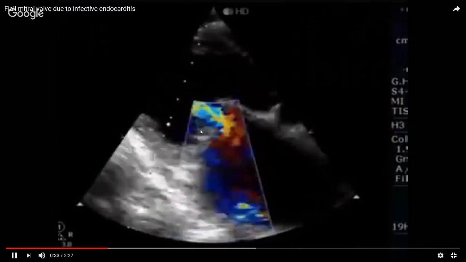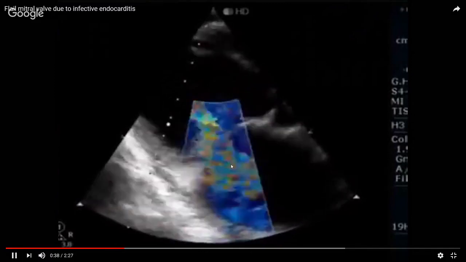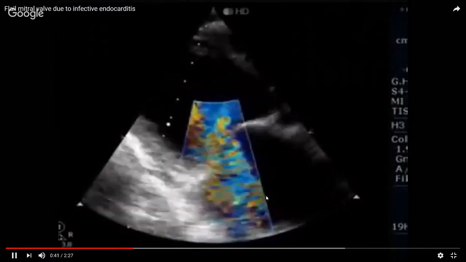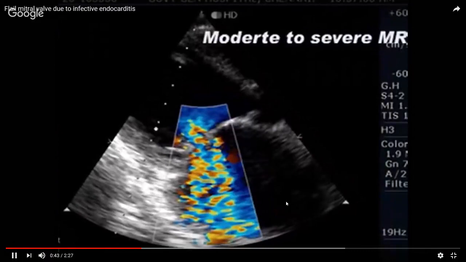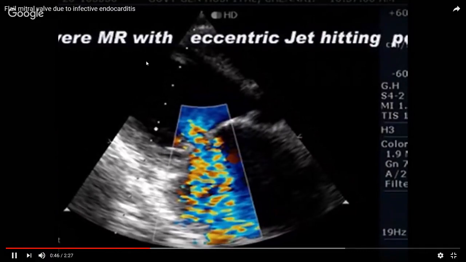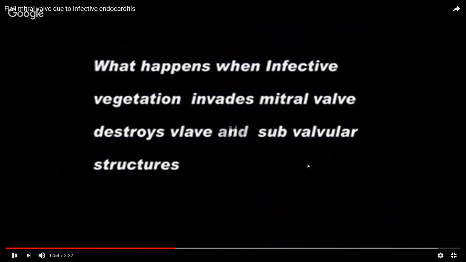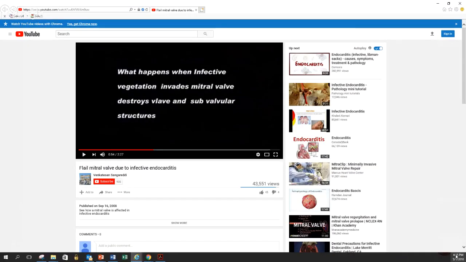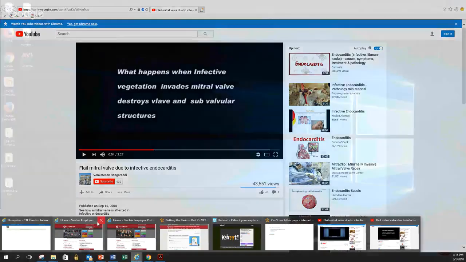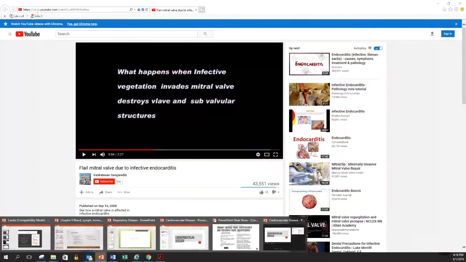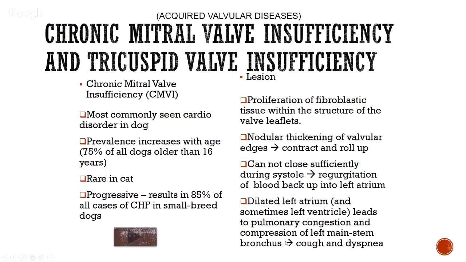So it's going to show Doppler here, and blood should be flowing one direction. And this shows that we have different colors, so it's showing us it's flowing in both directions. If it's not flowing in one direction, that's MR, mitral regurge, you're going to have flow in the opposite direction, which causes a backup. And that is due to rheumatic fever in this gentleman. It's a human, but it is due to mitral valve disease in animals, in dogs in particular.